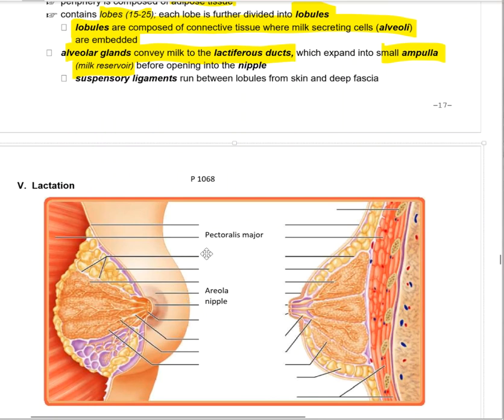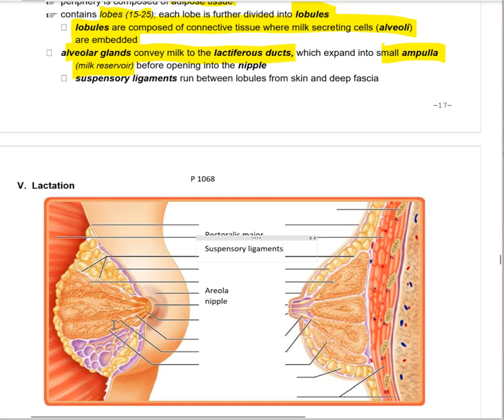So here's the suspensory ligaments right below. And you can see they're separating one of the lobes. And here's another lobe and another lobe, another lobe. And then within those are lobules. All right, so we can go to one of these lobules here, one of the lobules, and put that in here.